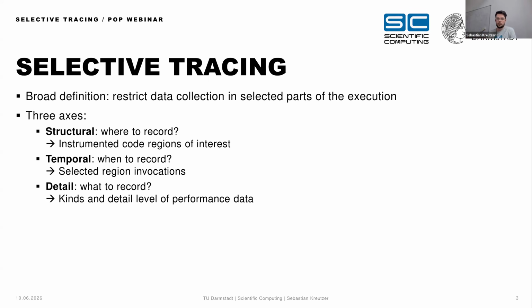Finally, there's the detail axis. So what to record, and this refers to the kinds and detail level of the performance data, which can be, let's say, hardware performance counters or parallel programming model events for MPI and OpenMP, and you can adjust the data collection on that level.